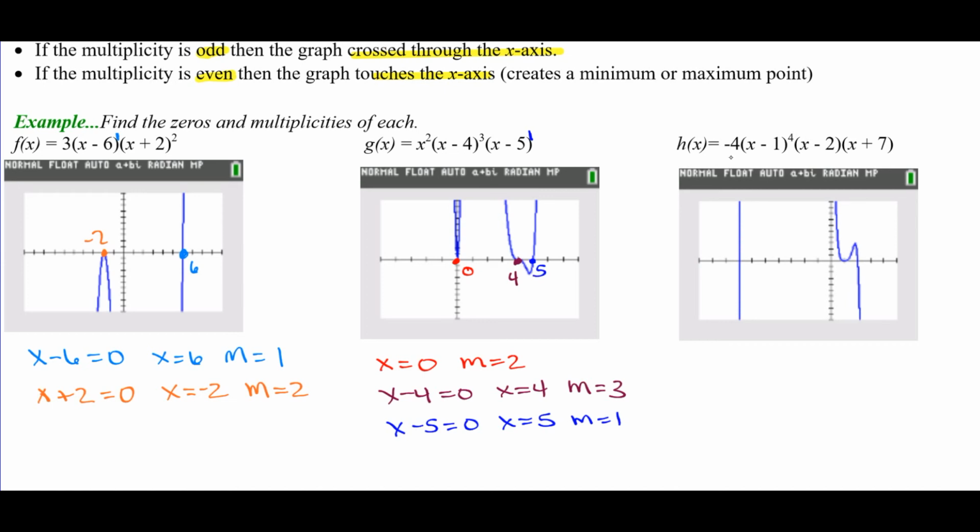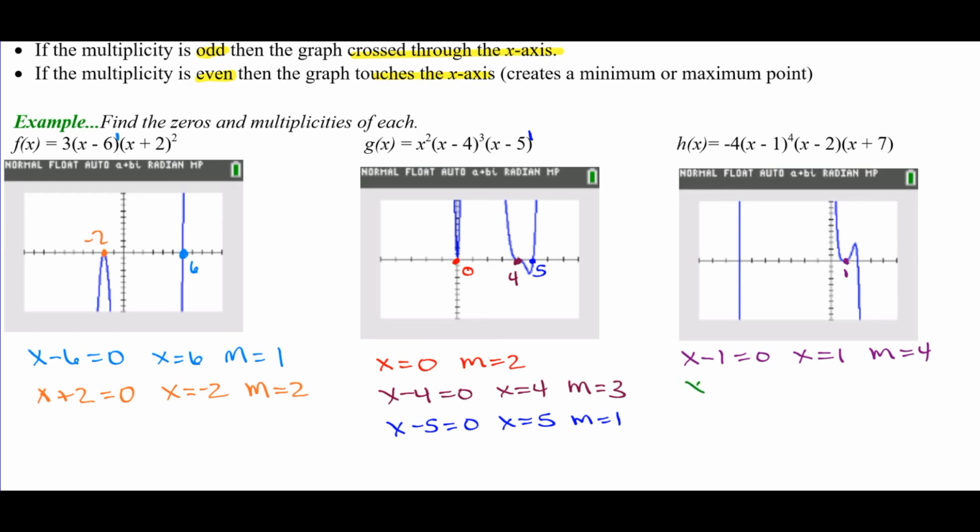On the last example, I have the negative 4. Remember, that's my leading coefficient. It doesn't affect my zeros or my multiplicities. Next, I have x minus 1 equals 0. So x equals 1, and my multiplicity there is 4. So here's my 1, and the multiplicity is even, so it's just touching the axis there.